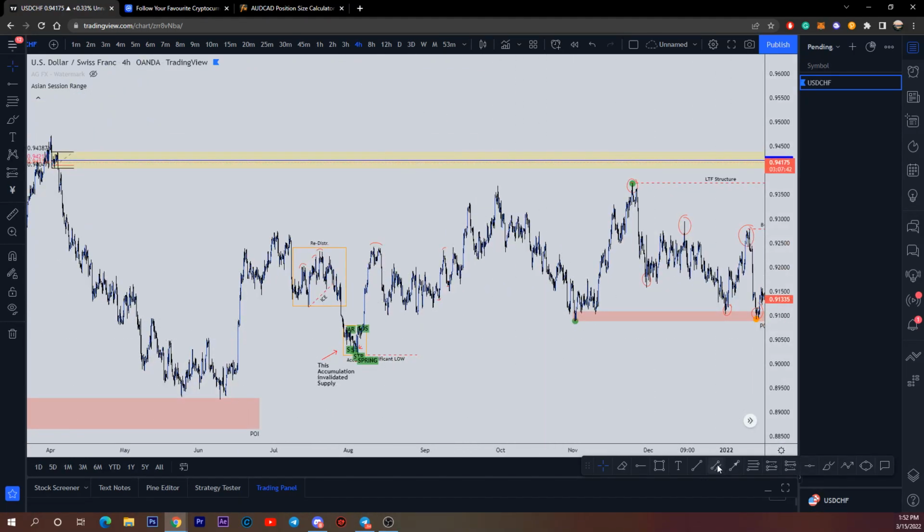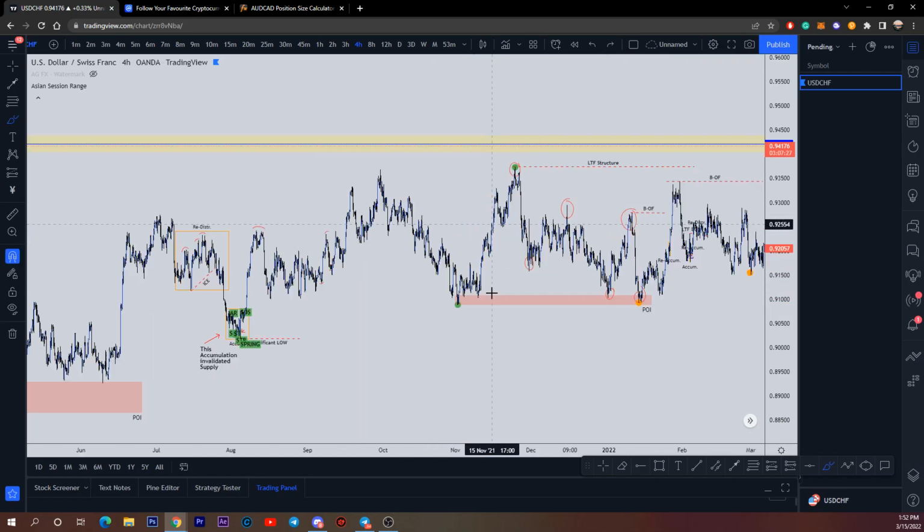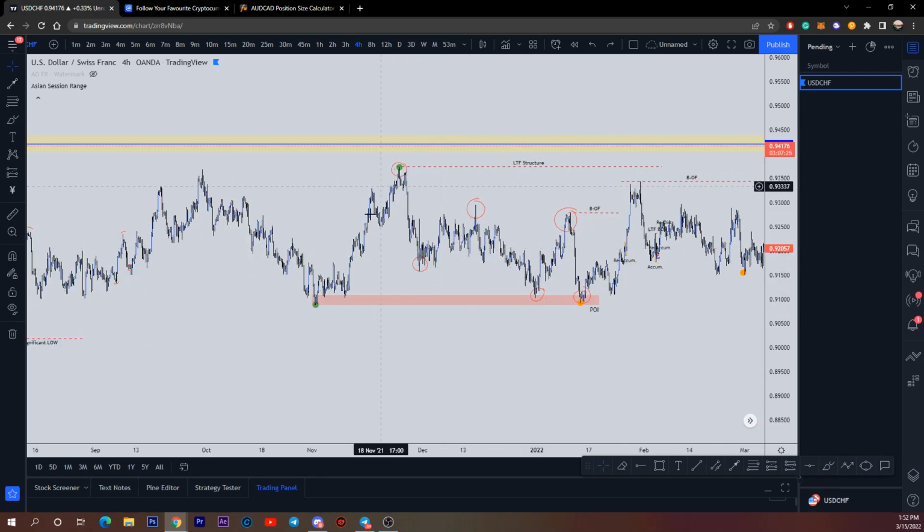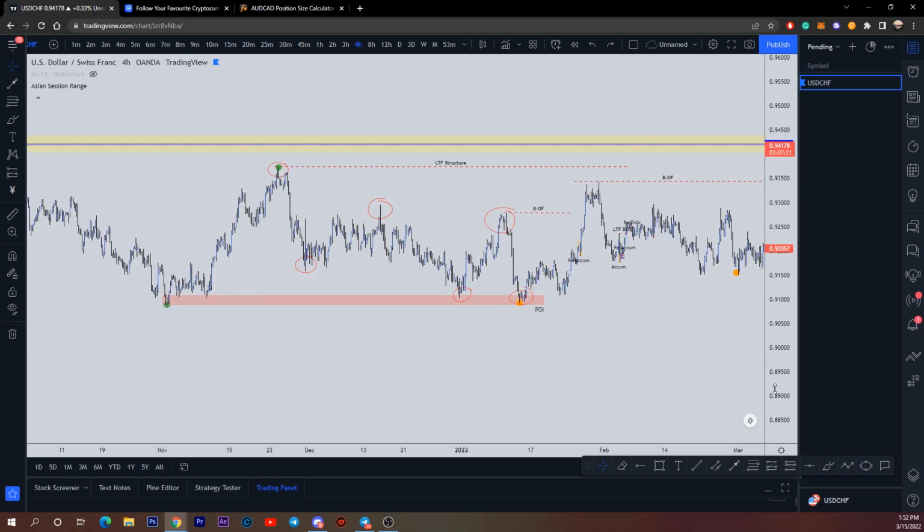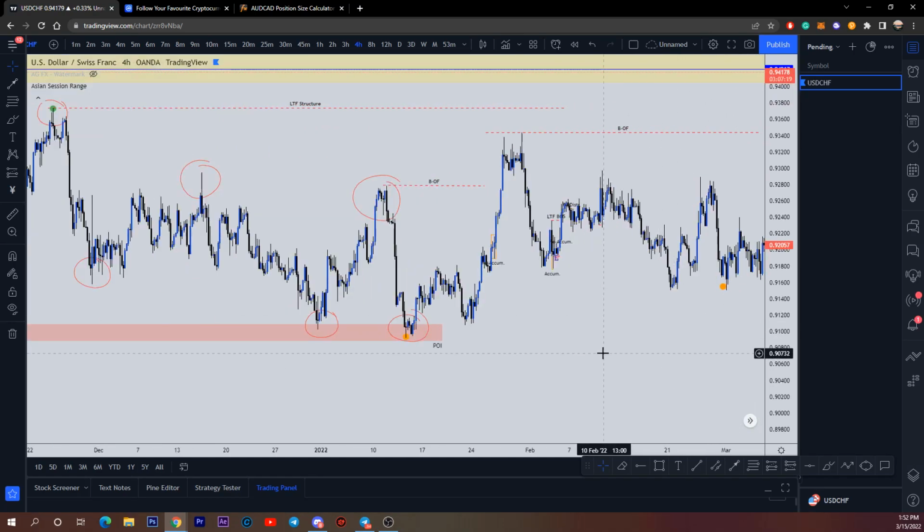So here, this entire thing from this low to this high is a leg. The internal structure is what's inside of this leg. Okay, this would be the order flow. So this little bullish trend that's going on, that would be the order flow. So essentially we have bearish order flow, but we are bullish on structure. Okay, so we know structure is bullish.